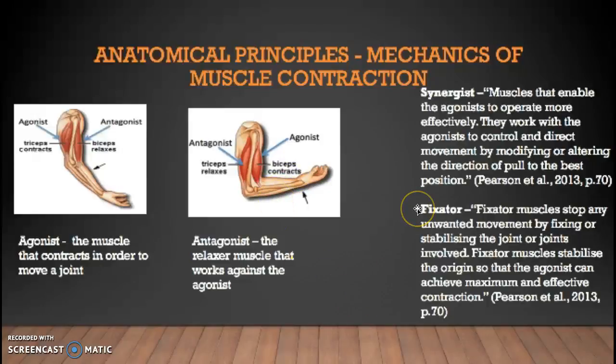So synergists are muscles that enable agonists to operate more effectively. They work with agonists to control and direct movement by modifying the direction of pull to the best position. So when you're performing the bicep curl, there's not only the bicep and the tricep, but other different muscles around it that help these muscles and the joints with the movement you're making. These are called the synergists. And there's also fixators. These are muscles that stop any unwanted movement by fixing or stabilizing the joint or joints involved. Fixator muscles stabilize the origin so the agonist can achieve the maximum effective contraction.